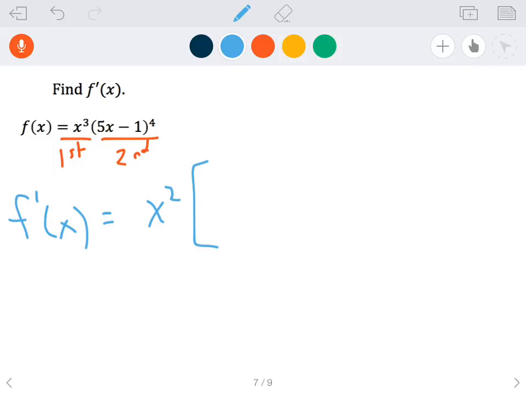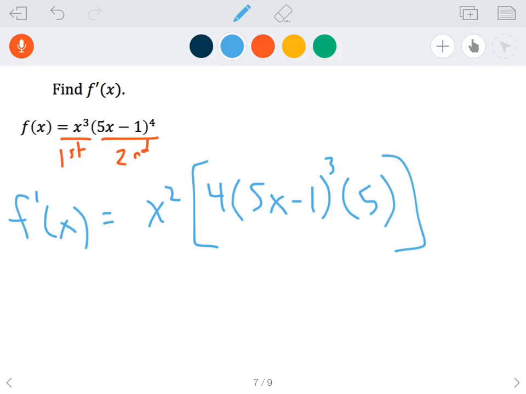So to find the derivative of the second, I'm going to do my outside first. So 4 times my blur, and then take the derivative of the inside, which is just 5. Okay, so that was first times the derivative of the second, plus the second times the derivative of the first. And then calculus is done. Now it's just algebra to clean it up.